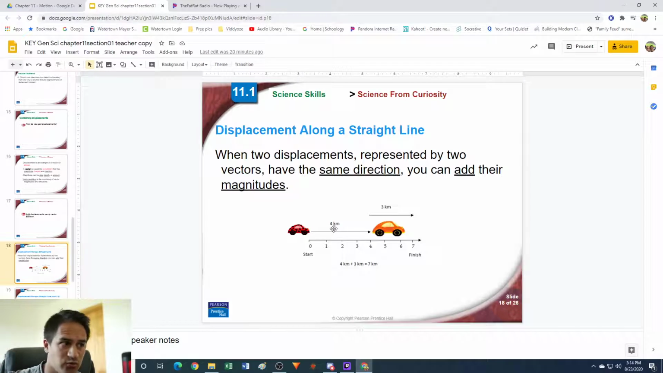Well, we have 4 kilometers going to the right. We have another 3 kilometers going to the right. If we add these together, our total displacement would be 7 kilometers going to the right, also known as our resultant displacement, where we get a result. We add these vectors together, we get a result.